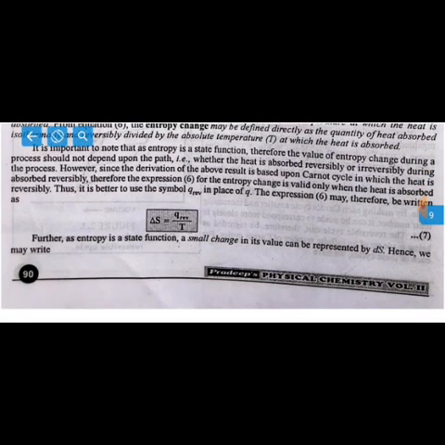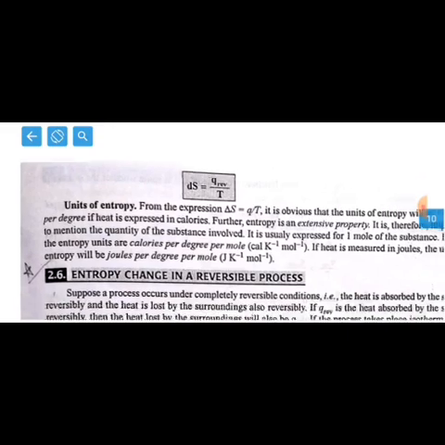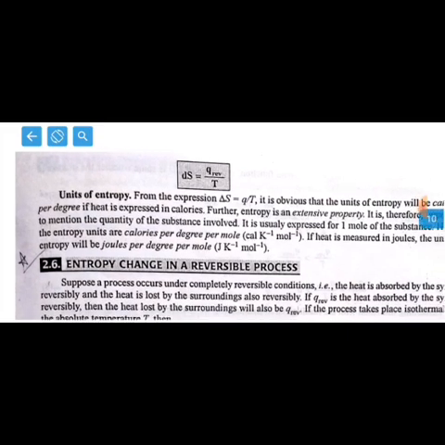It is important to note that as entropy is a state function, the value of entropy change during a process should not depend on the path, that is, whether the heat is absorbed reversibly or irreversibly during the process. However, since the derivation of the above result is based on the Carnot cycle in which the heat is absorbed reversibly, the expression 6 for the entropy change is valid only when the heat is absorbed reversibly. Thus, it is better to use the symbol δQ reversible (rev) in place of Q. The expression 6 may therefore be written as ΔS = Q_rev/T. Further, as entropy is a state function, a small change in its value can be represented by dS. Hence, we may write dS = δQ_rev/T.